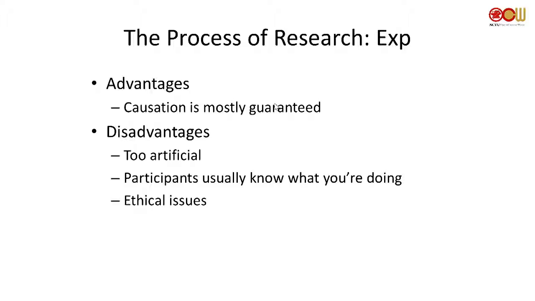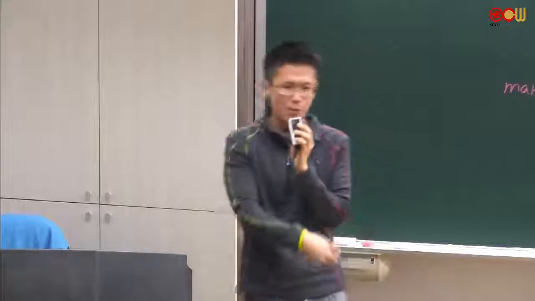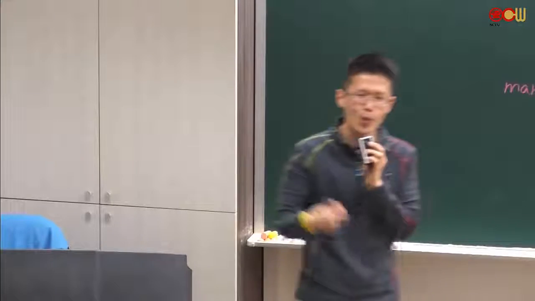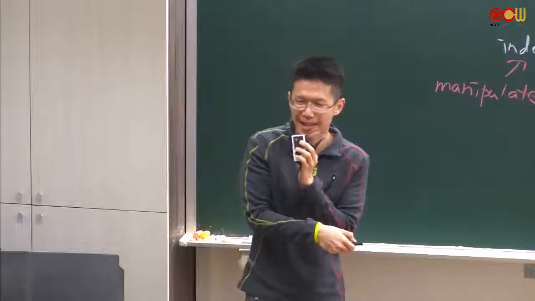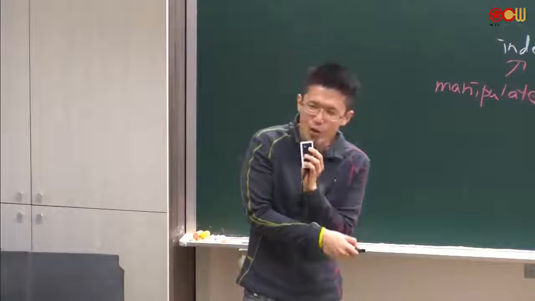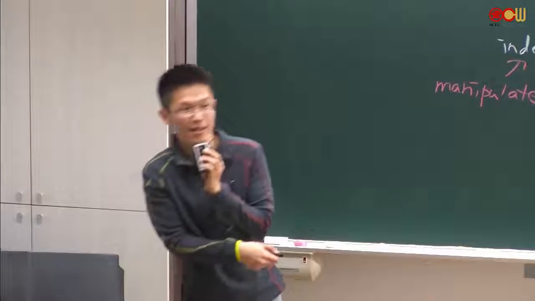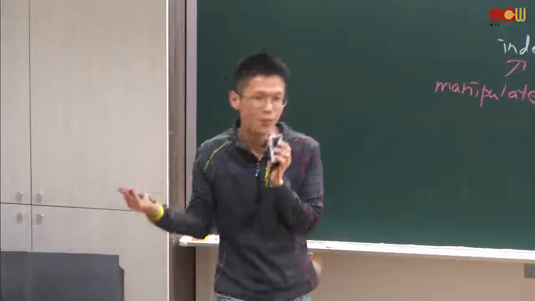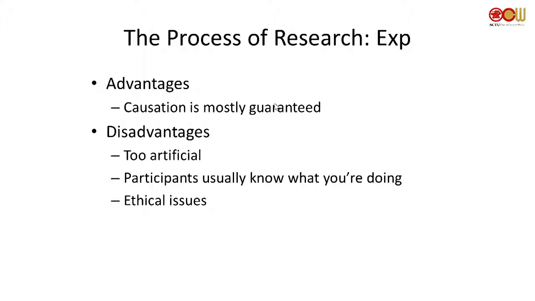The second one, participants usually know what you are doing. And most of the participants will try to collaborate with you, because you can imagine that kind of scenario. You signed up for an experiment and you got paid. So when you go to the lab, you would start to guess what that researcher is doing, you would guess his motivation, you would guess his purpose, and usually you would try to do something to get the result that he wants. Okay, because most of us are nice people, so we want to help other people, including the researcher. The other one, ethical issue.